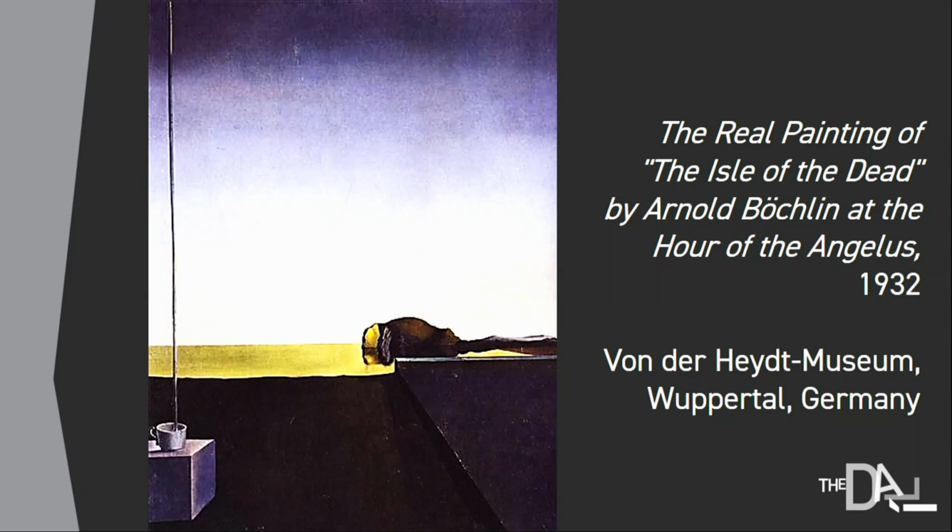It's the real painting of the Isle of the Dead by Arnold Boclean at the hour of the Angelus. So Dalí was becoming obsessed by the Angelus. He was totally obsessed by Boclean. He was seeing these paintings as occupying the same space. And in this painting that's in Germany, Dalí has painted what?